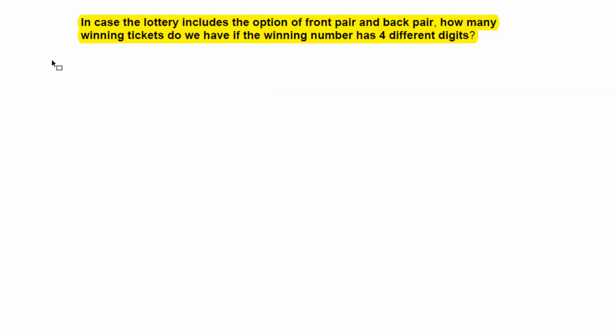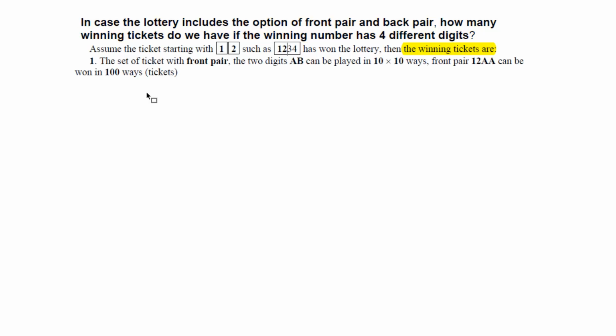Now, in case the lottery includes the option of front pair and back pair, which is the way it is in the state of Iowa, how many winning tickets do we have if the winning ticket has 4 different digits? In order to know the number of winning tickets, we are going to assume the case of a ticket winning by 4 different digits. To know the number of all winning tickets, we have to take into consideration all possible plays in this game.